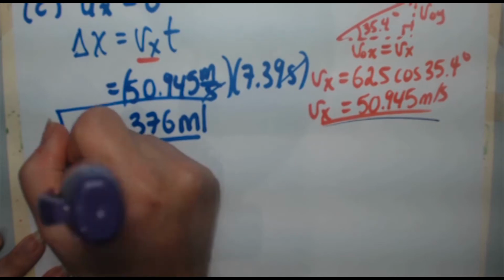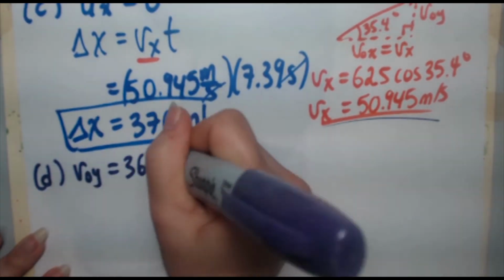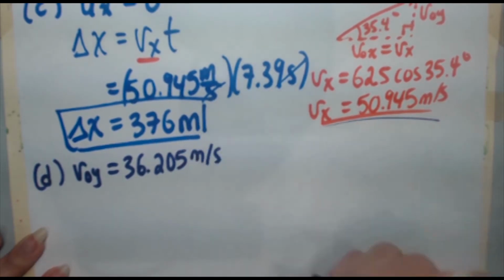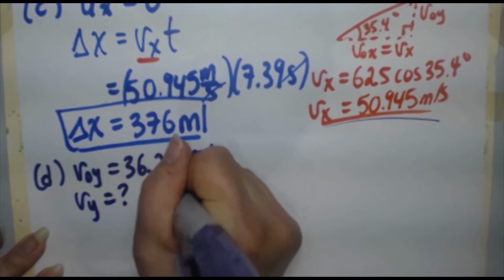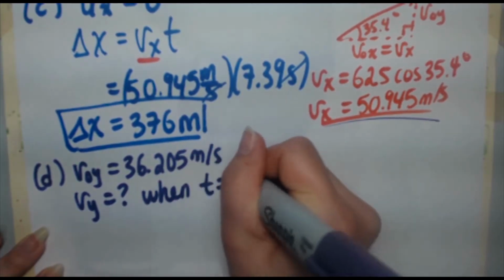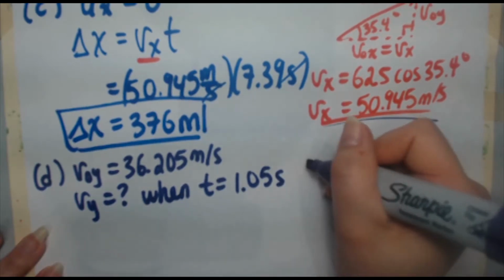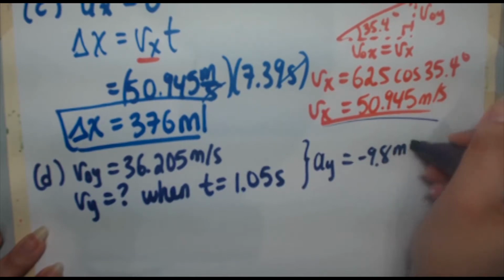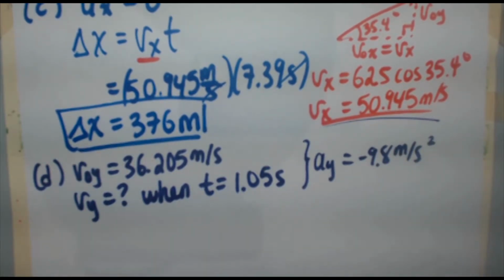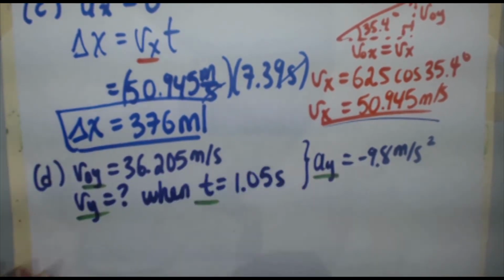Now, we already know that the vertical component initially is 36.205 meters per second. So let's just say that we need to find Vy when t is equal to 1.05 seconds. Now take a look at this. We also know in the y direction acceleration, and that's negative 9.8 meters per second squared. So at this point, you've got 1, 2, 3, 4 variables to work with, one that you don't know.